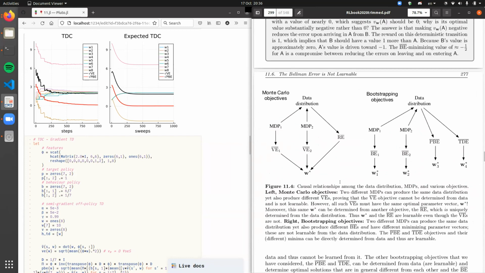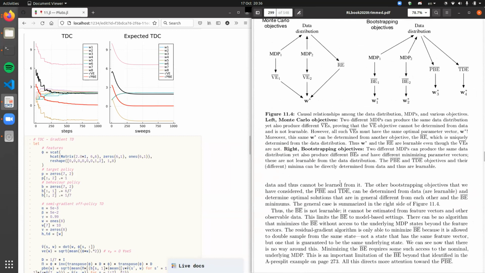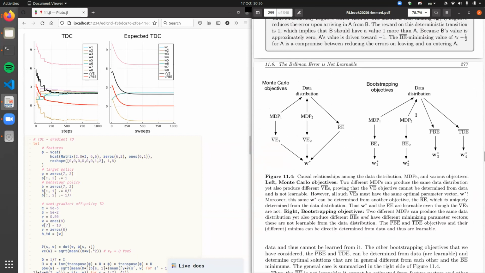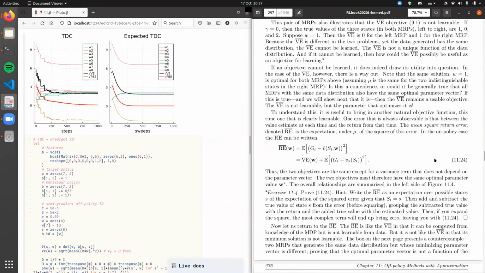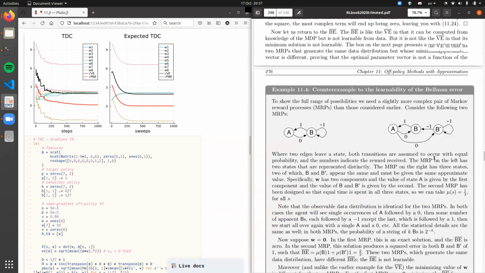But the final conclusion we can get to from here is that we can try to minimize the projected Bellman error, and that would result in a unique optimal weight vector W. So the projected Bellman error is learnable, and we can learn a unique parameterization for our function approximation that minimizes it. Hopefully that at least makes some sense.